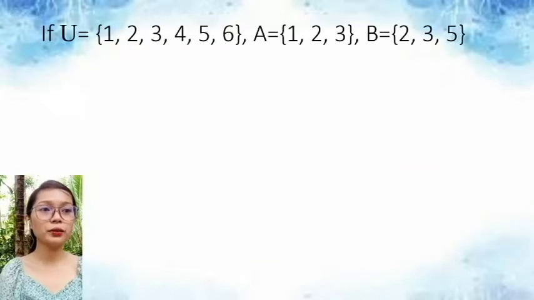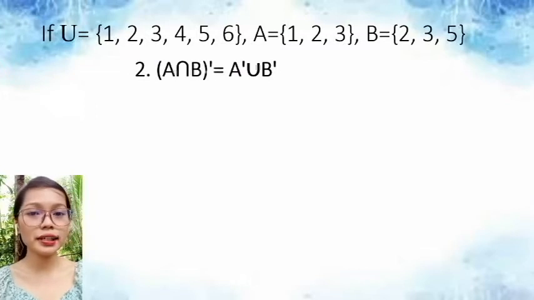Second, De Morgan's Law: the complement of A intersect B is equal to A prime union B prime. So, using the same given, 1, 2, 3, 4, 5, 6 for our universal set.